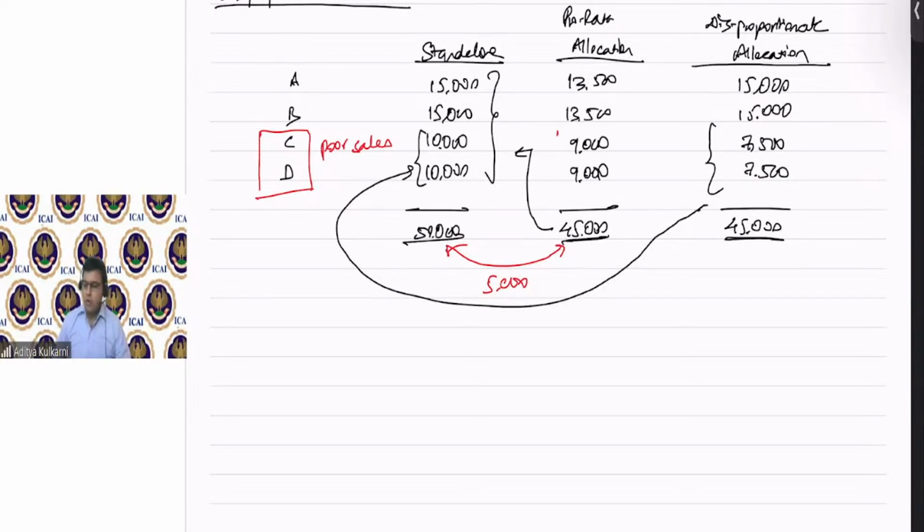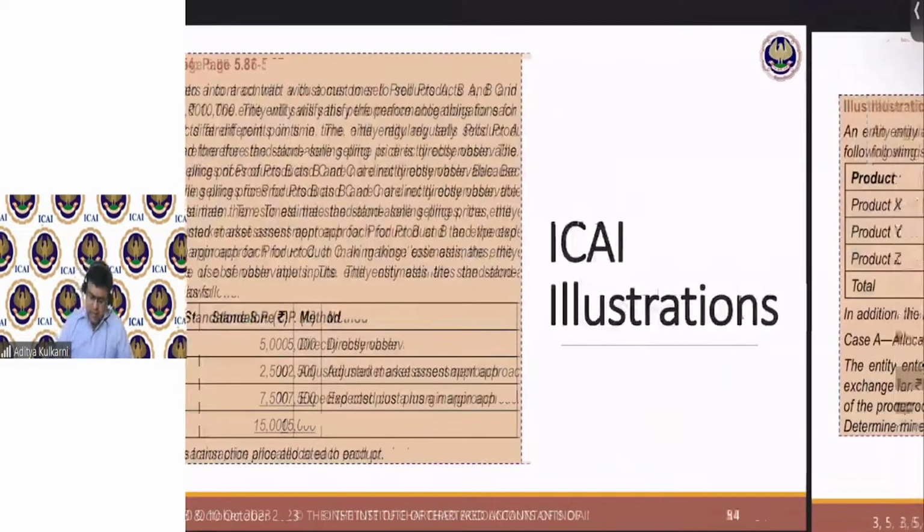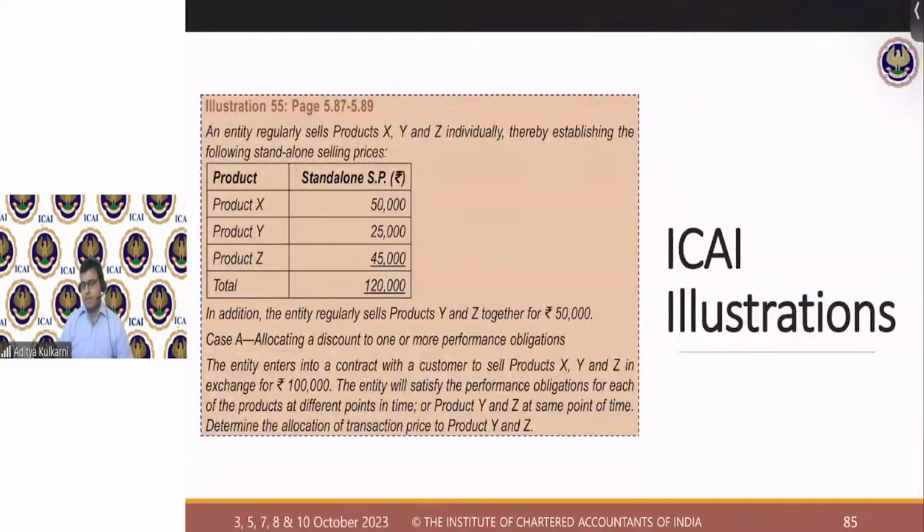Okay. So we'll quickly do one question on the allocation aspect, because this is slightly important. I'll be taking it up myself. Read illustration 55.